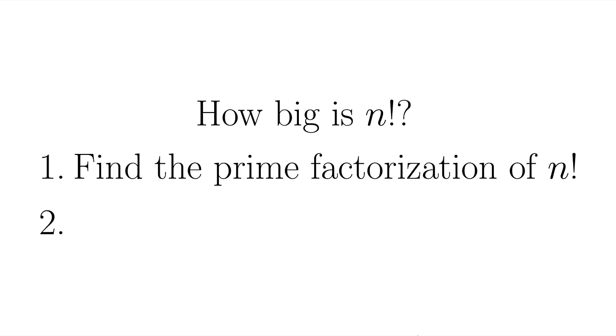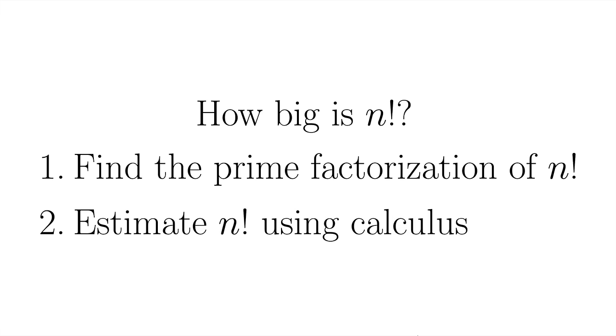On the other hand, I'm going to estimate the size of n factorial using calculus, and that's going to give me a version of the size of n factorial that has nothing to do with the primes. But because both of these are approximations of the same thing, they're going to have to be close to equal, and we're going to use that to wrangle out a sense of how dense the primes have to be at different points along the number line.